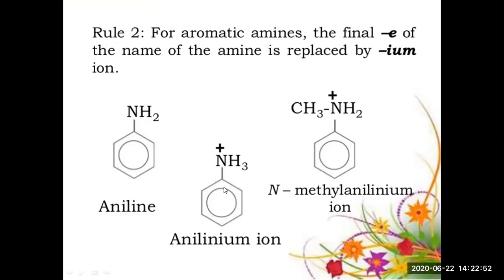Rule 2: for aromatic amines, the final e of the name of the amine is replaced by ium. So aniline becomes anilinium, methylamine becomes methylammonium. This is all about the negative electron moving away and leaving the positive nature of the compound. That's why the ium ending is added. So aniline, anilinium; methylamine, methylammonium. These are the nomenclature due to the presence of the positive charge.